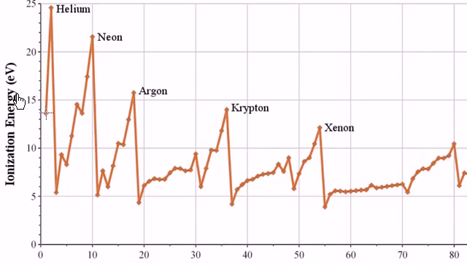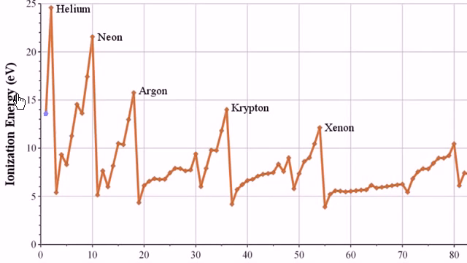So this is hydrogen. So hydrogen's ionization energy is around 13.5 electron volts, right? Which is a unit of energy. It can be converted into joules if you like. But then all of a sudden, helium's a lot more stable. It takes almost double the energy to remove that second electron from helium, because it's so stable.